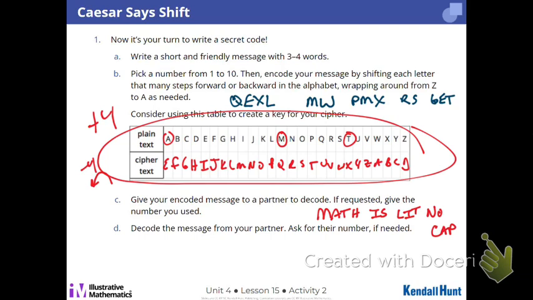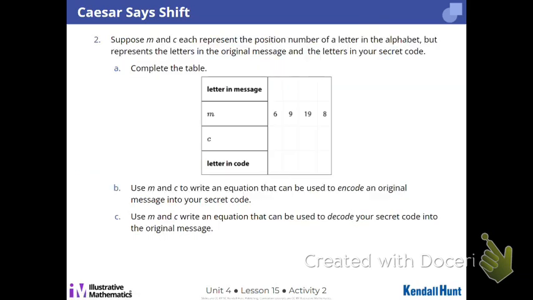This next part we're going to do together. Here is a theoretical message, okay? And M is the actual letter. So we're going to associate it to numbers now. What's the 6th letter in the alphabet? A, B, C, D, E, F. Okay. What's the 9th letter? I. 19th letter? S. And the 8th letter?